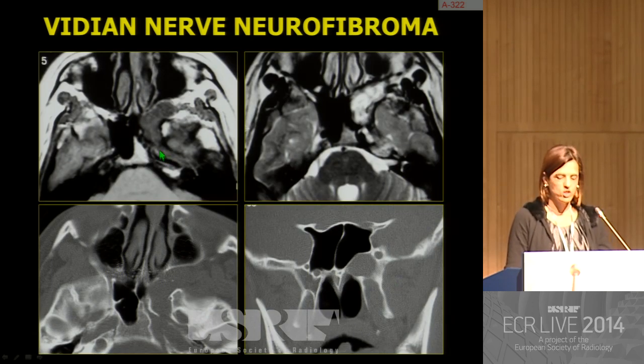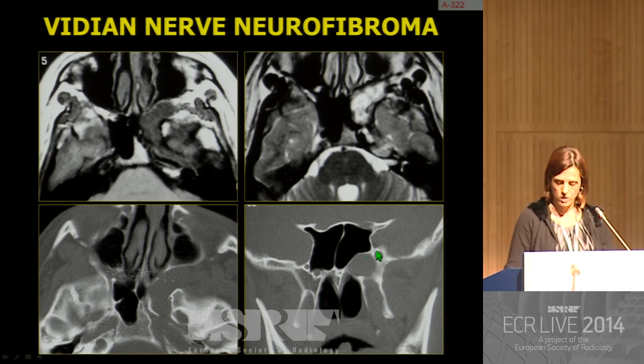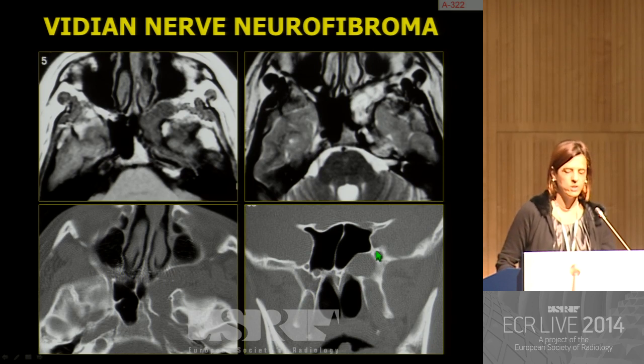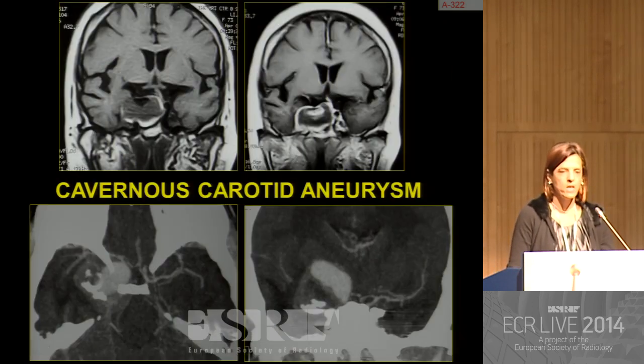Another kind of sausage-shaped lesion, which is growing posteriorly from the region of foramen lacerum anteriorly to the pterygopalatine fossa. And you see that this lesion is remodeling and expanding the Vidian canal, a situation that is best seen on the coronal sections. You see the enlarged Vidian canal displacing foramen rotundum superiorly, and in this case it turned out to be a neurofibroma of the Vidian nerve.